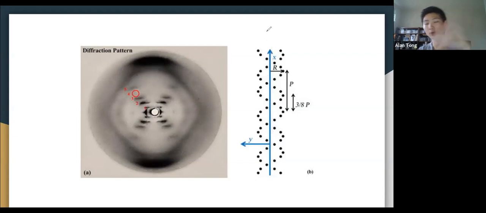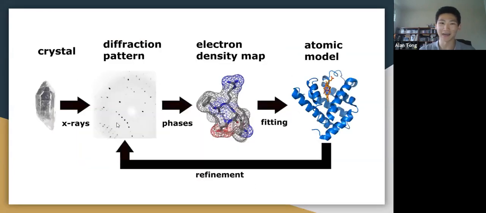Now, of course, as we get to more and more complicated proteins, we start to lose our minds because the pattern just gets too complex.